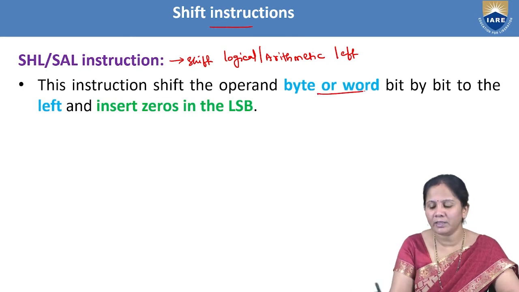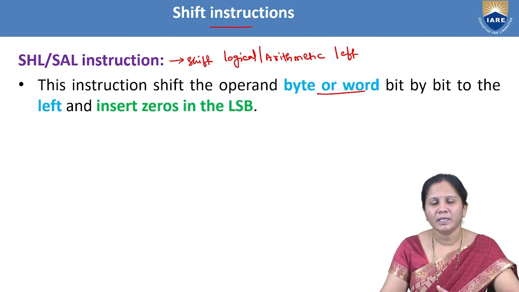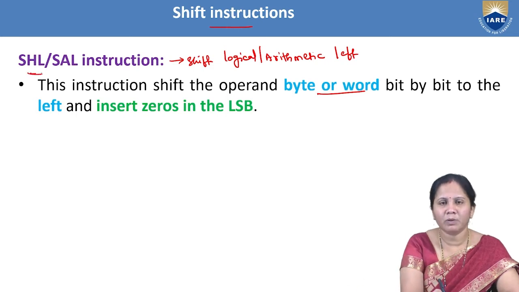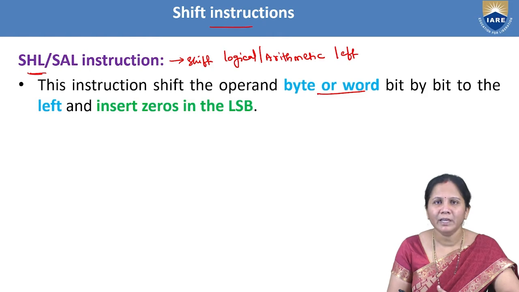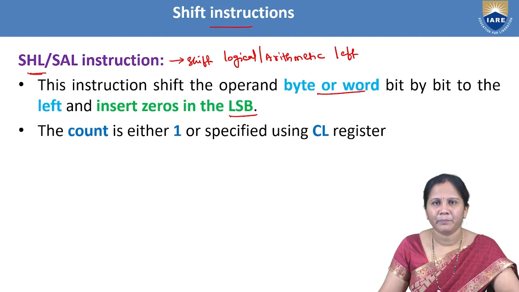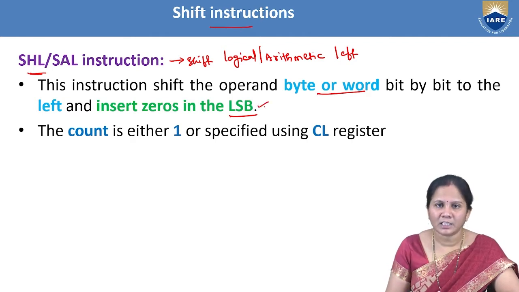The content size may be either byte size or word size. If it is byte size, it consists of 8 bits. If it is word size, it consists of 16 bits. The shifting operation will be performed towards left, bit by bit. While the content is shifted towards left, the rightmost bit will be vacant. In the SHL and SAL instructions, that rightmost bit, the LSB, the least significant bit, will be filled. By default, for the SHL or SAL instruction, the vacant bit will be filled with 0.